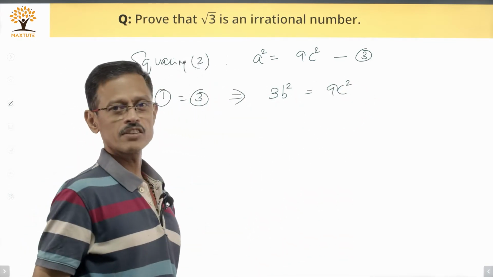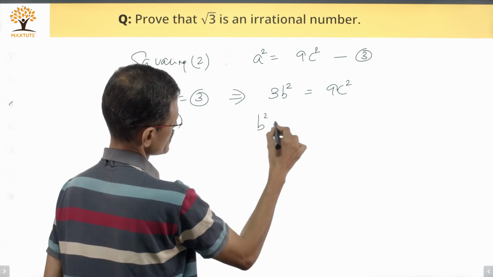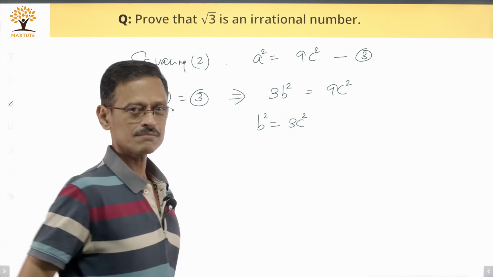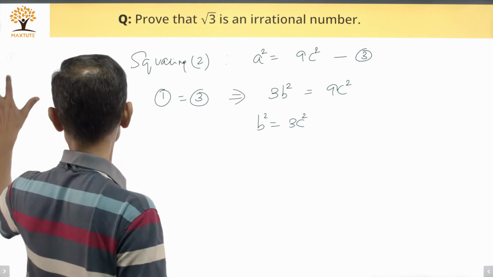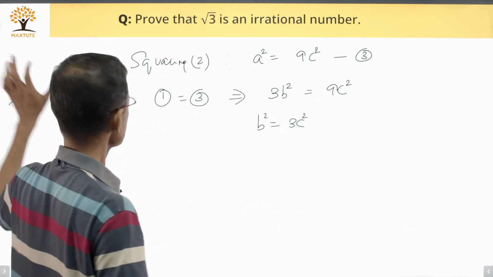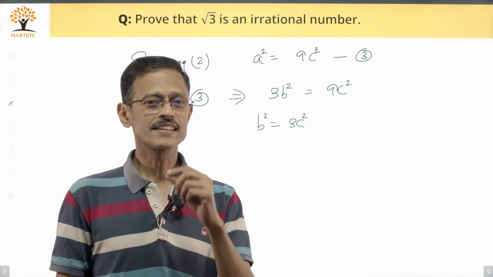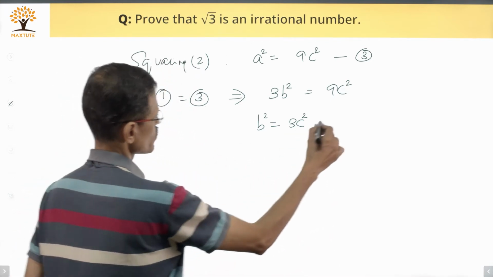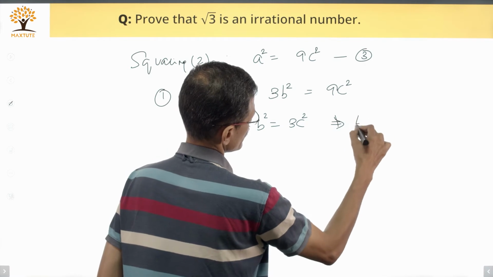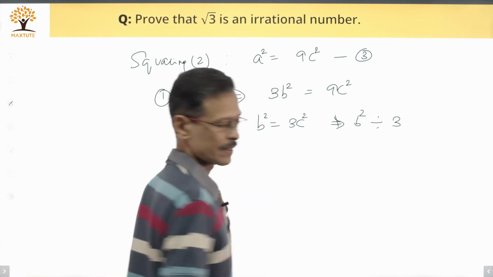Divide both sides of this equation by 3. So, we'll get b square is equal to 3c square. C is an integer. That's what we said here, right? C is an integer, c square is an integer, which means b square is 3 times an integer. It's a multiple of 3, which translates to the fact that b square is divisible by 3.